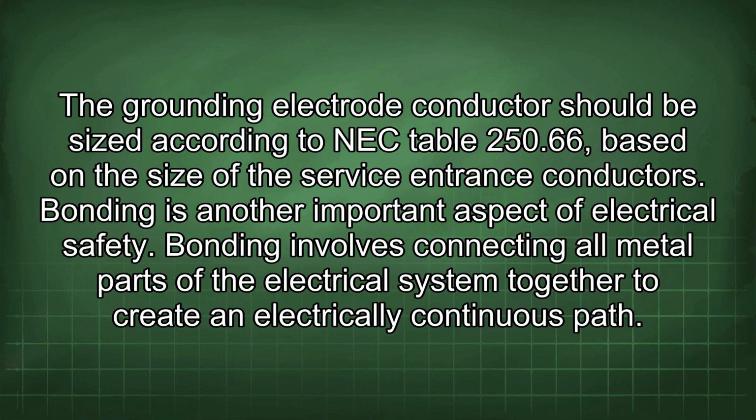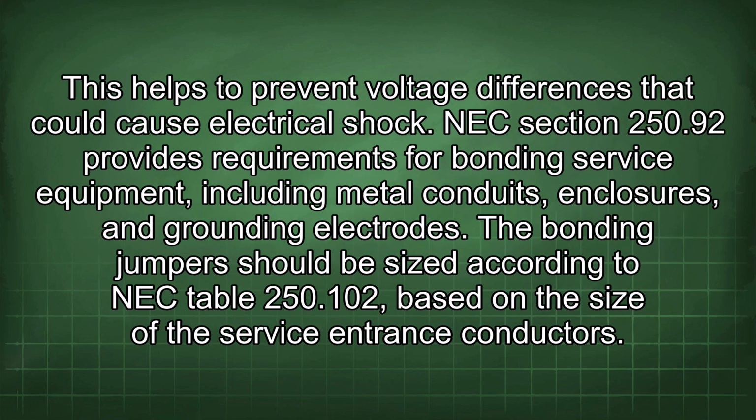Bonding is another important aspect of electrical safety. Bonding involves connecting all metal parts of the electrical system together to create an electrically continuous path. This helps to prevent voltage differences that could cause electrical shock. NEC Section 250.92 provides requirements for bonding service equipment, including metal conduits, enclosures, and grounding electrodes. The bonding jumper should be sized according to NEC Table 250.102, based on the size of the service entrance conductors.